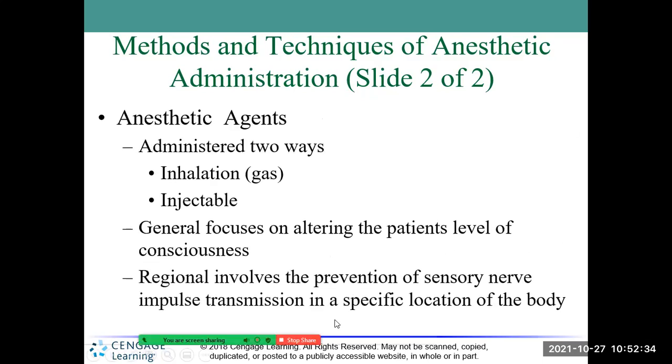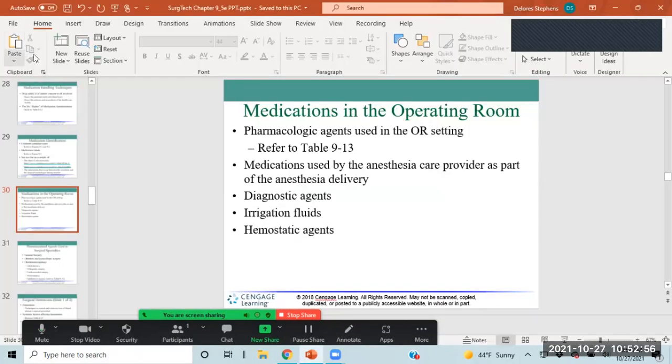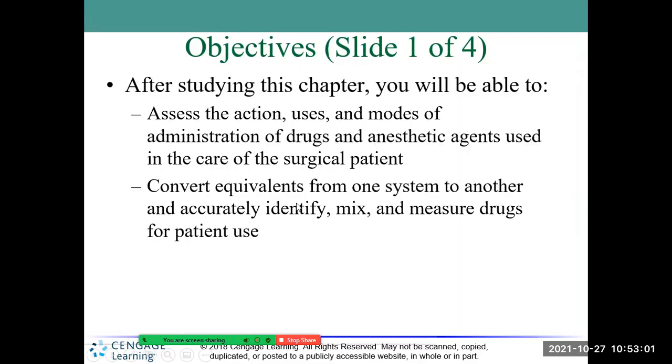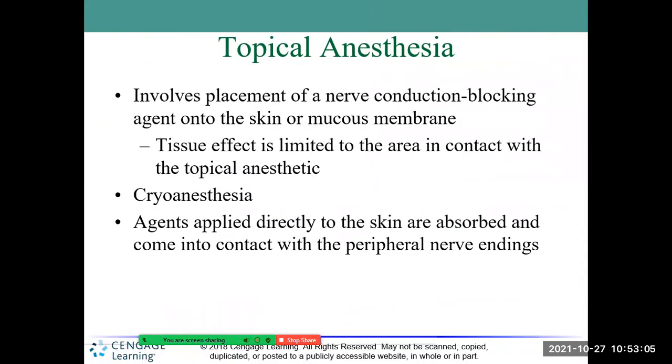Okay, let me see where we are in relation to how much we have left of this. All right, got a good ways to go. Okay. Let me jump back into this. Oh my gosh. Okay.